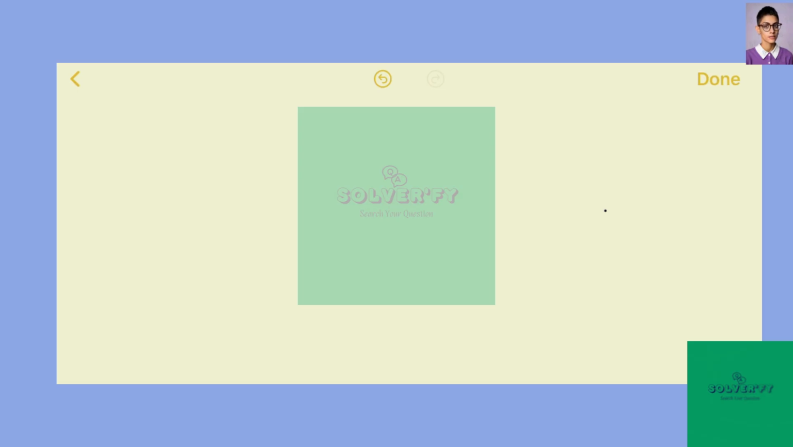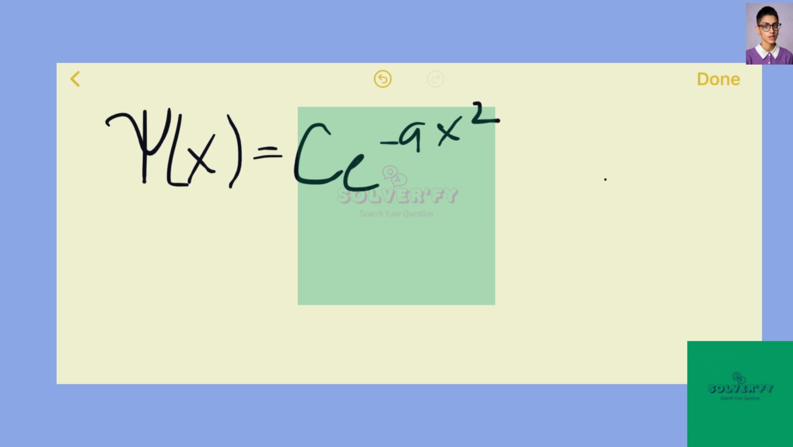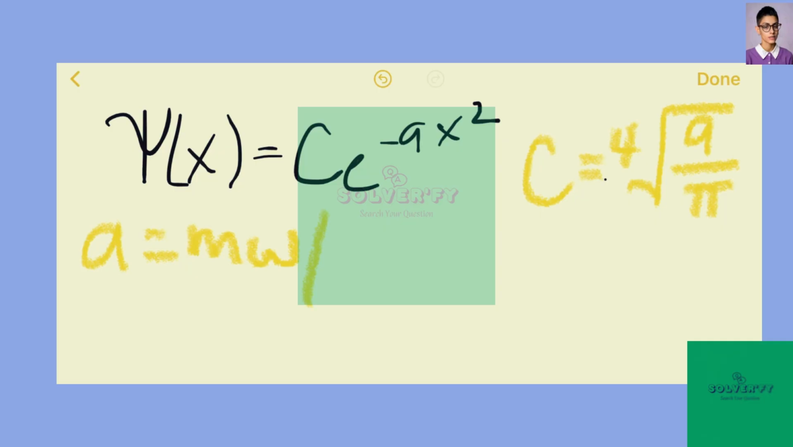So let us recall that the quantum oscillator wave function is given by psi of x is equal to c e to the negative a x squared, where c is equal to the fourth root of a over pi. Okay. And we also have that a is equal to m omega over 2 h bar.